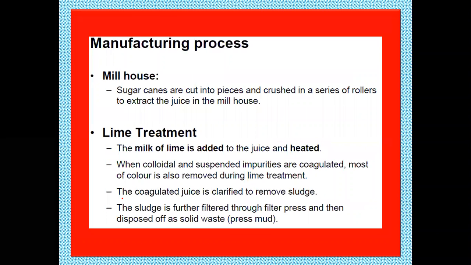Next, coming to the manufacturing process. So mill house, sugar canes are cut into pieces and crushed in a series of rollers to extract the juice in the mill house.